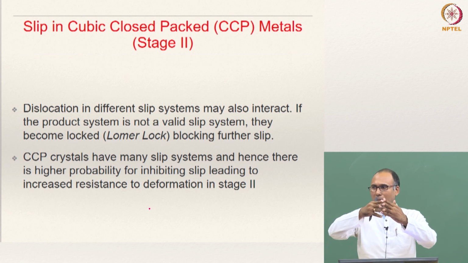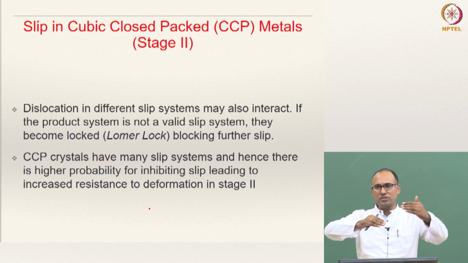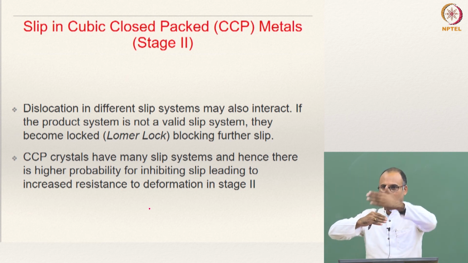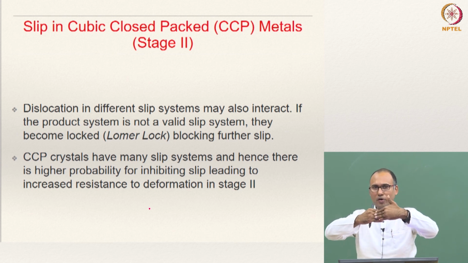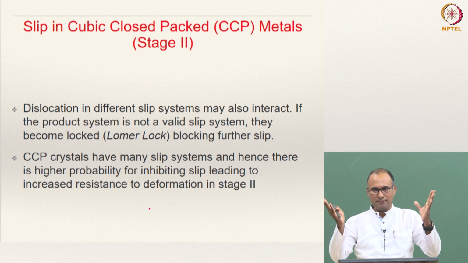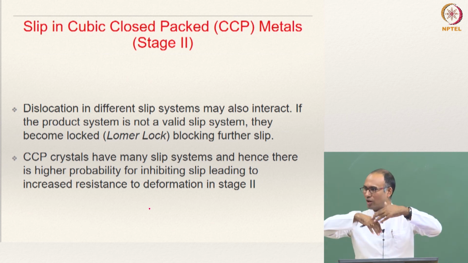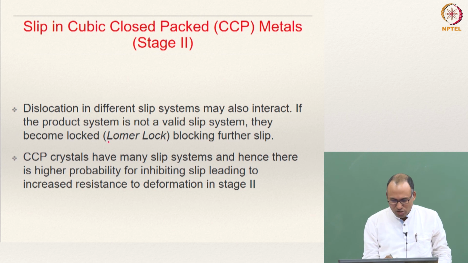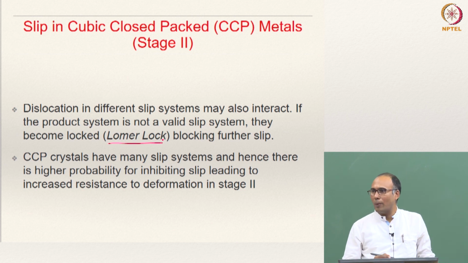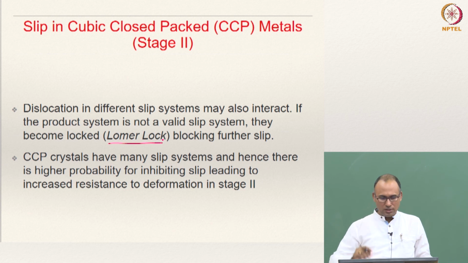And like in the carpet example, one hump going from this side, another hump coming across, not in the same plane but in a different direction, they get locked. And if you want to overcome it, you need to apply higher stress to break open the lock, right? Until you break open the lock, you cannot continue further plastic deformation, right? So such a lock is called a Lomer lock, and you need to apply higher stress in order to break open that lock to cause further dislocation motion.